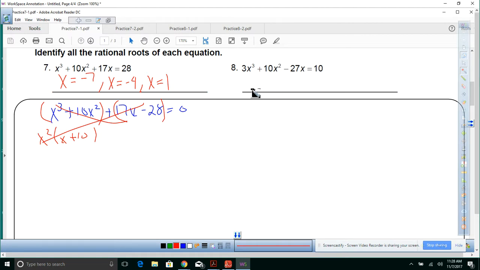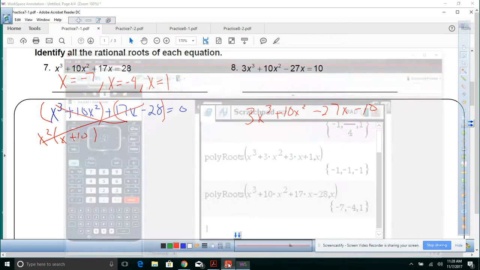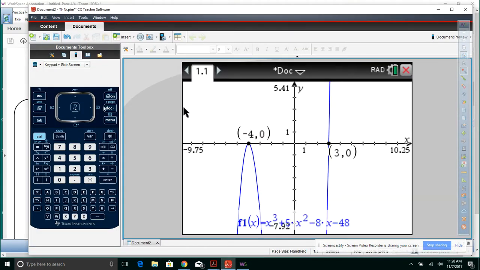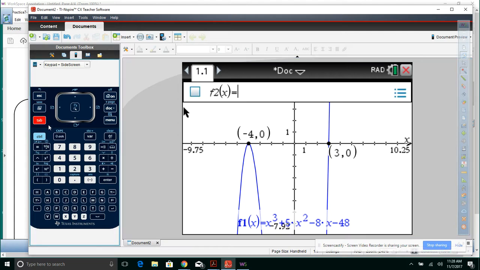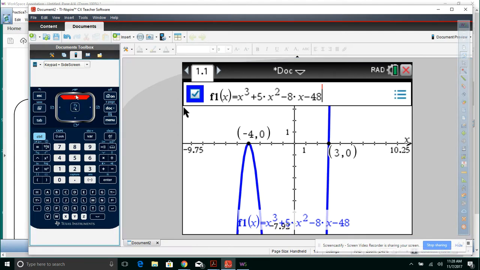What about here? Oh man, that's kind of, let's rewrite it as 3x cubed plus 10x squared minus 27x minus 10. We'll rewrite it as that. And then we'll just graph this one. All right, so tab, and let's go up there. And I'm just going to delete it.